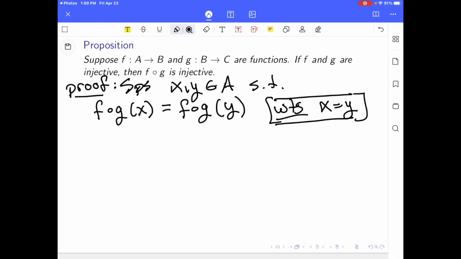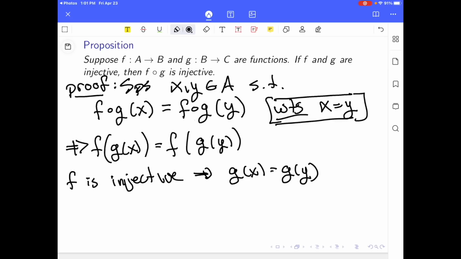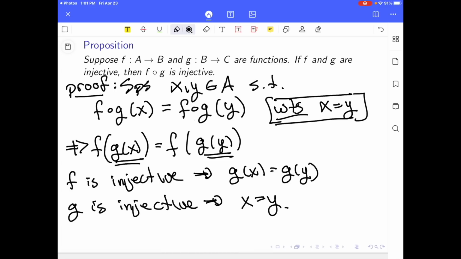Now applying the definition of composition to both sides of this equation, we'll see that we have F of G of X equals F of G of Y. And now we can work from the inside to the outside. So we know F is injective, in other words, 1-to-1, but that's going to imply that G of X equals G of Y. If the output is the same, then the inputs have to be the same. And then furthermore, since G is injective, we can see that that implies that X equals Y. But now putting this all together, starting here and ending here, we have proven that F composed with G is injective, which is exactly what we wanted to show.